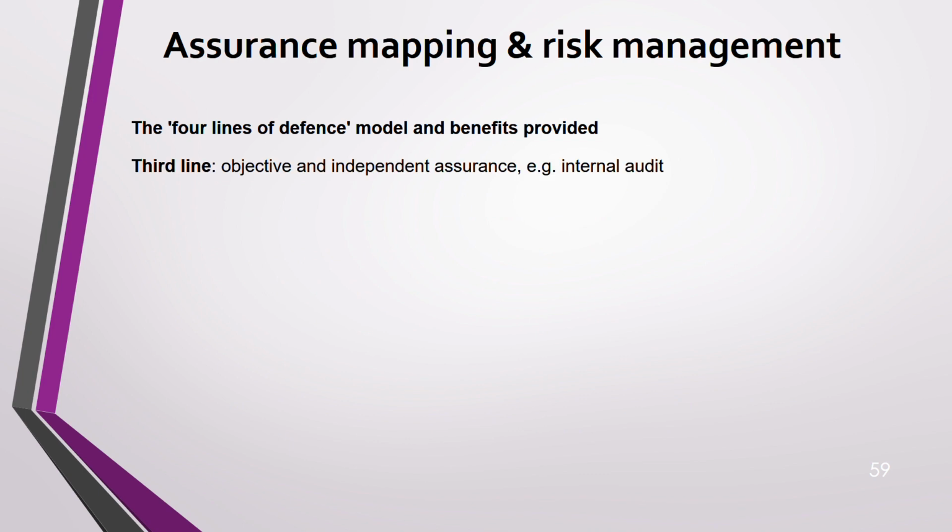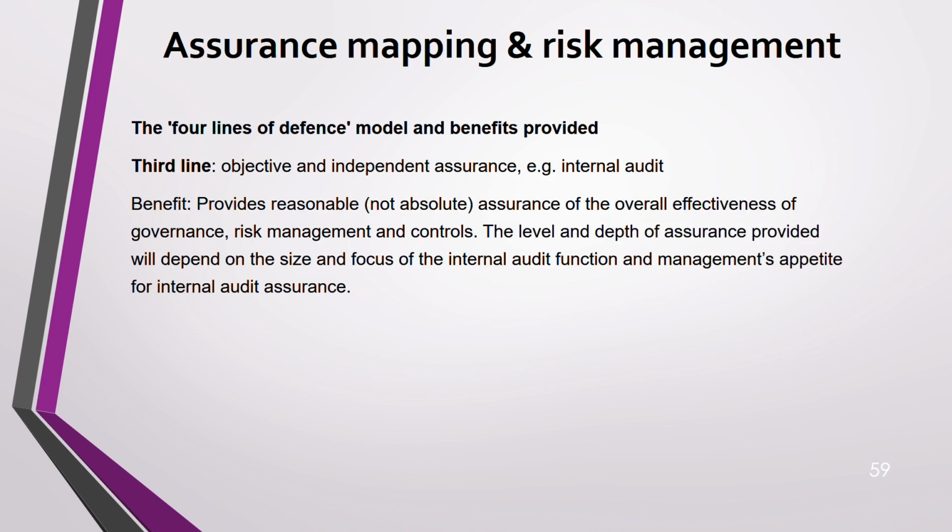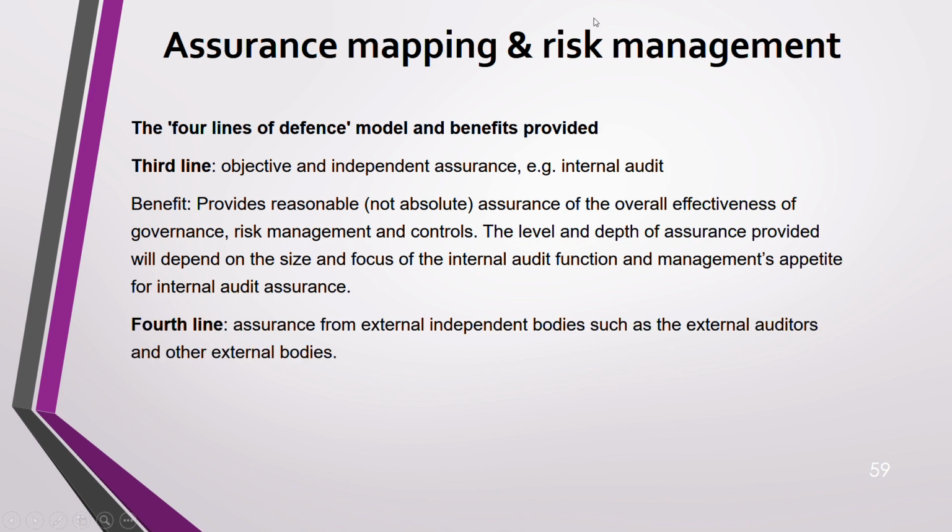Third line: objective and independent assurance, but by the internal auditor. So again here, not absolute but reasonable assurance is given that there is effectiveness in governance, risk management and control. Now, the level of the assurance and the depth of that assurance depends on the size and the focus of the internal audit function, and also the management's appetite for internal audit assurance, whether they value it highly or do not value it so much.